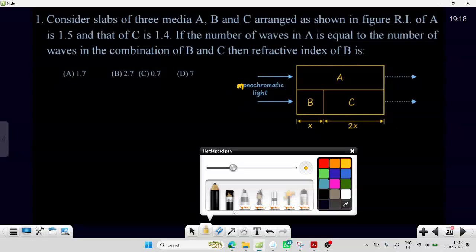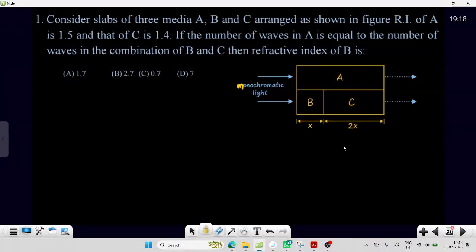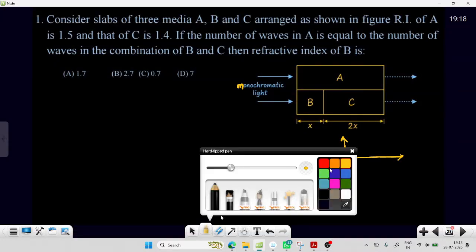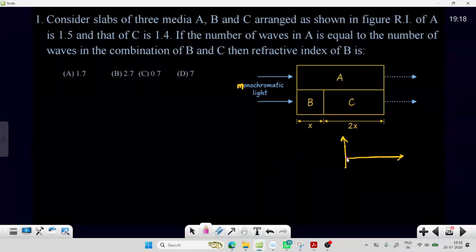First of all, what does a wave mean? Here we should consider a wave to mean a sinusoidal signal like this. So this is called one wave. Now let us say we have one more like this.